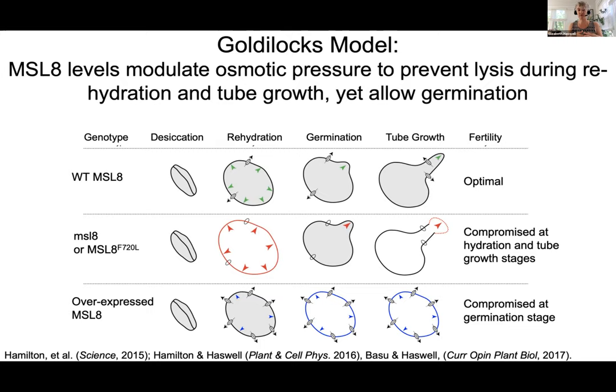Here, the idea is that there are so many channels in the pollen grain that, while they are able to survive rehydration, they can never germinate because they can't ever build up enough turgor to actually drive the process of germination and tube growth. So this is hypothetical and something we've been trying to understand for a long time.